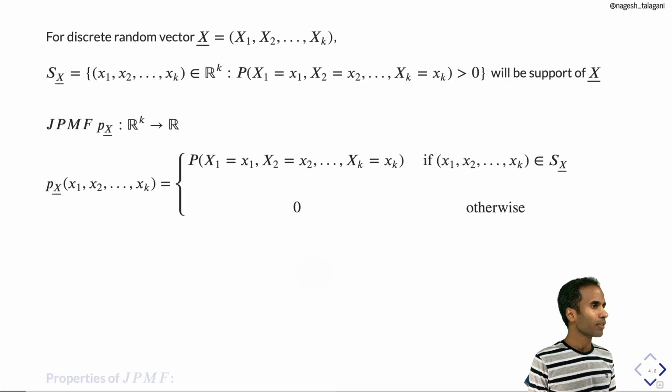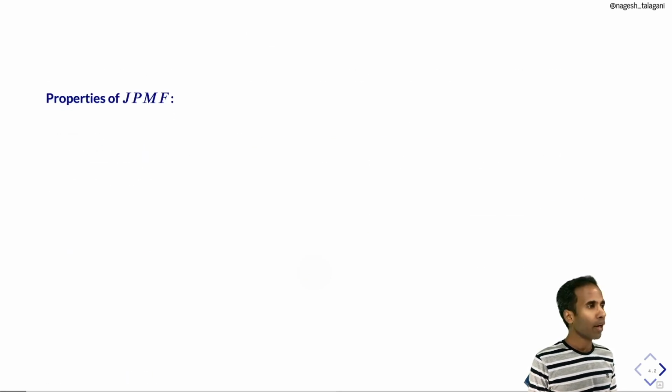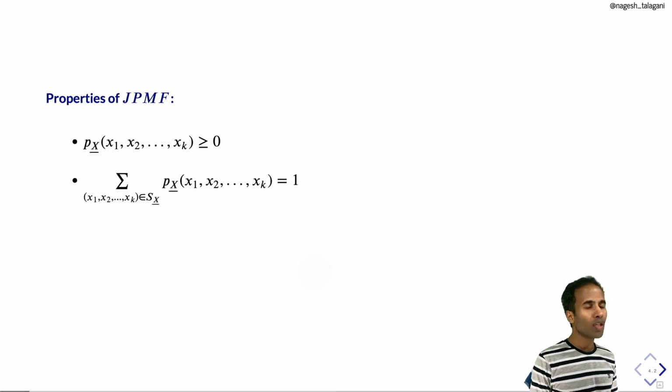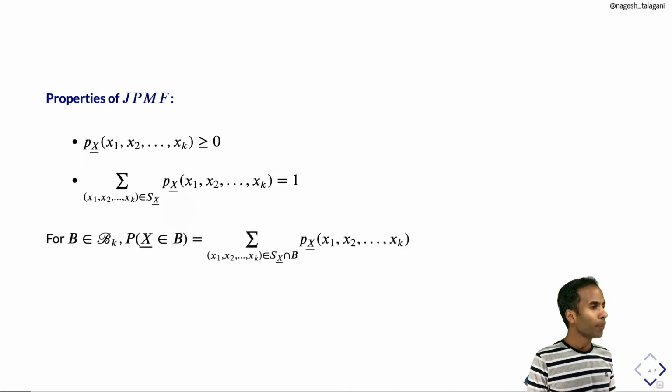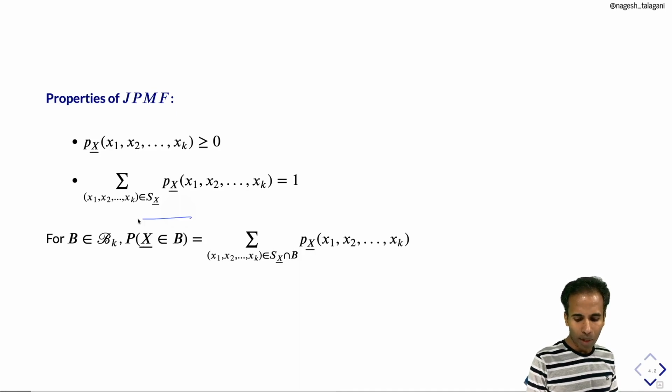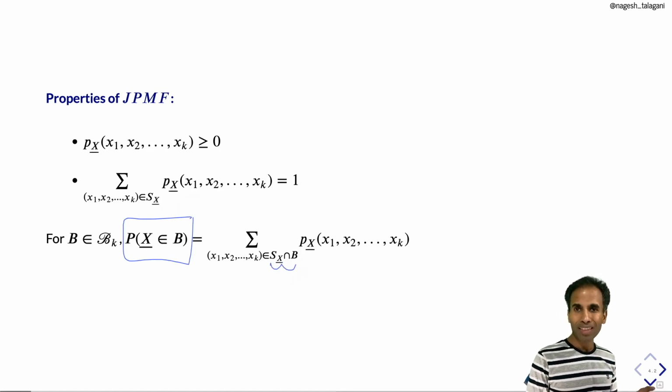And the properties: first of all, it should be a non-negative function, and the sum of the joint PMF values over the support must be equal to 1. These are the two properties of joint PMF which completely characterize it. That means if there is any function from R^k to R satisfying these two properties, then it will be a joint PMF of some k-dimensional random vector. Next, for any Borel set B, the probability of X belongs to B can be obtained simply by summing up the joint PMF values over B intersection with the support of X.